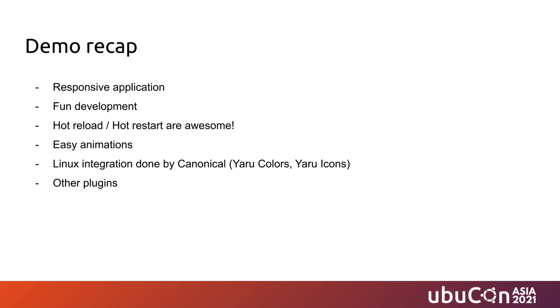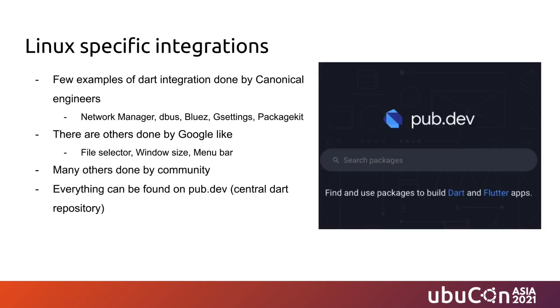We saw libraries made by Canonical, thanks to which we could integrate Flutter more easily with our desktop environment, and plugins made by others to open files. I think it's a good place to mention Linux-specific integrations, which we haven't seen in the demo. I only showed two libraries, but Canonical guys have done other cool stuff for integrating Dart with Linux. To name a few, we can use Network Manager, dbus, gsettings, or PackageKit. And again, everything is open source and available for you to use or contribute. There are other integrations done by Google, like Native File Selector, Window Size Checker, or Menu Bar integration. And of course, many other libraries done by the community.